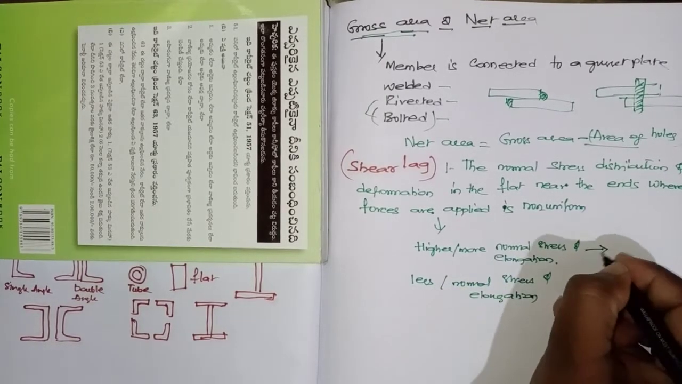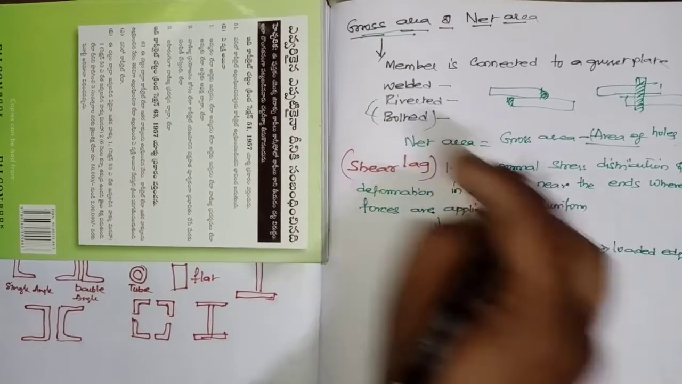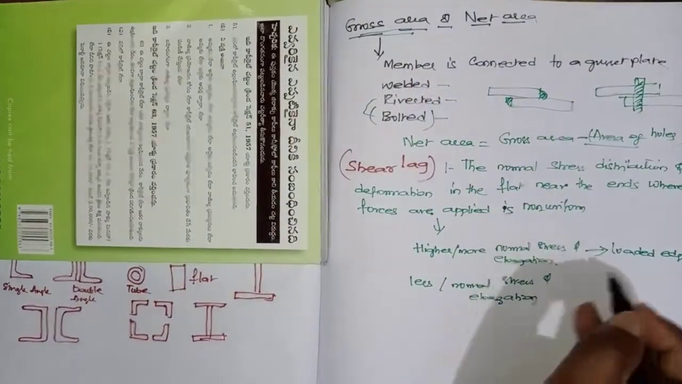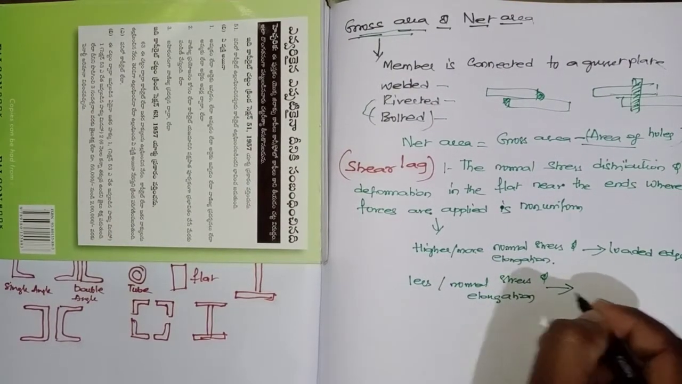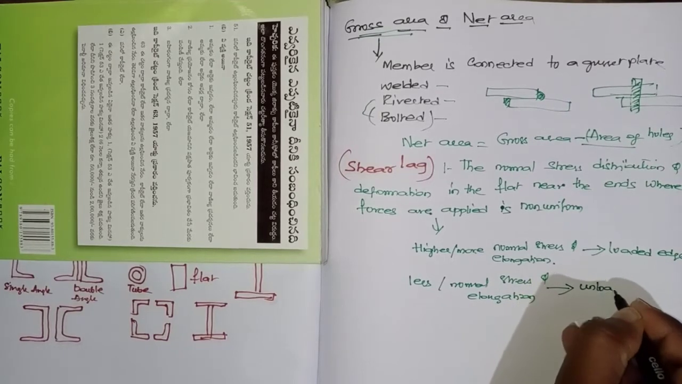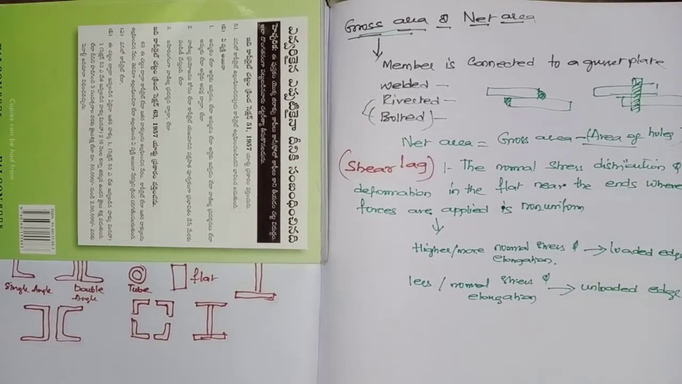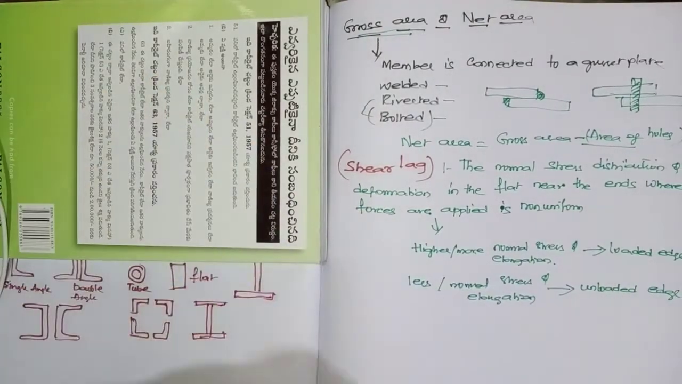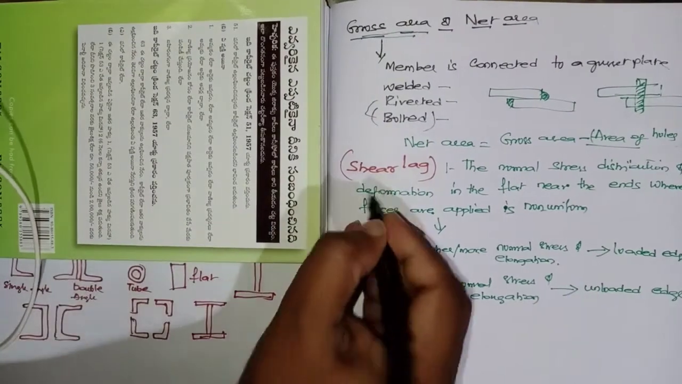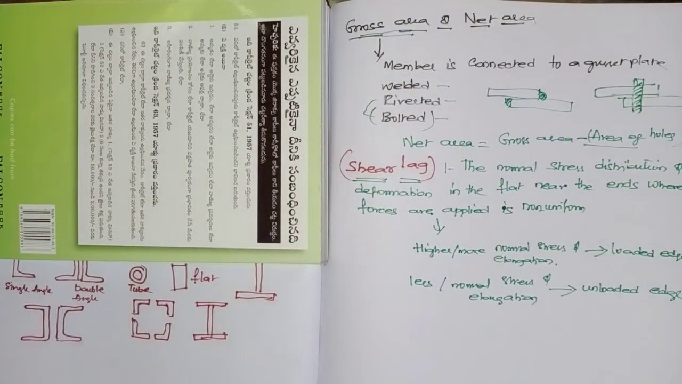Now in which place means loaded edge will be having this one. If I loaded like this, it will be having more normal stress and elongation, and this is the unloaded edge. We are not applying load at the other edge. This phenomenon of variation in the stresses within the same flat for the same application of load is nothing but called as what? Shear lag. Okay.